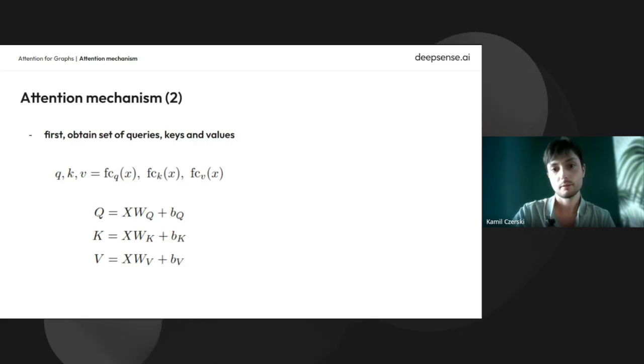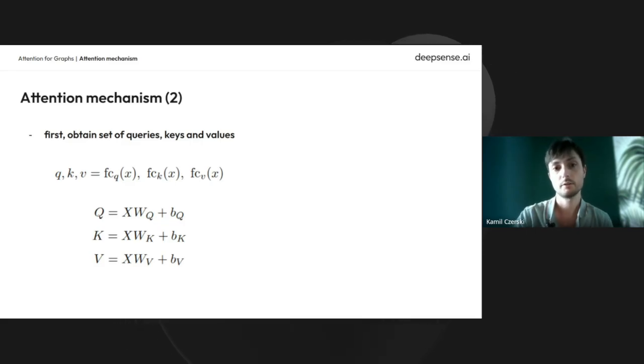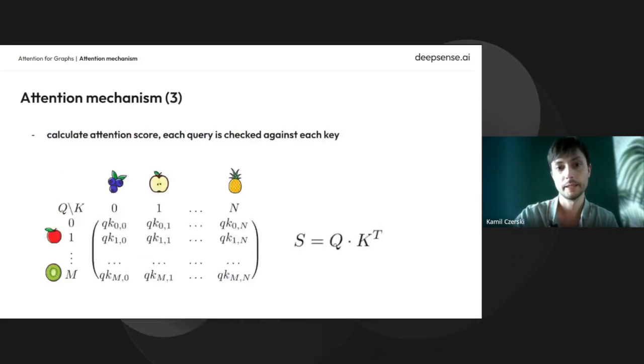First of all, how do we get these queries, keys and values? Usually they are retrieved from some previous layer, which is often also an attention layer. With just fully connected layers, we mix the features separately for keys, queries and values, and we receive these tensors, these vectors. And then I would like to show you a visualization of this attention mechanism.